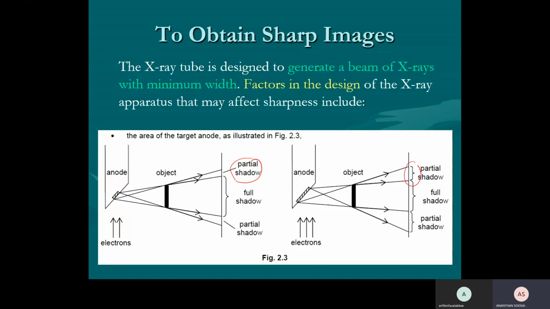So that is poor sharpness. So how do you improve sharpness? From this image you can tell: use a shorter anode. The shorter it is, the sharper the image. So the X-ray tube is designed to generate a beam of X-ray with a minimum width. Factors in the design of the X-ray apparatus that may affect sharpness include the size of the anode. The shorter the size of the anode, the smaller the partial shadow, the sharper the image.